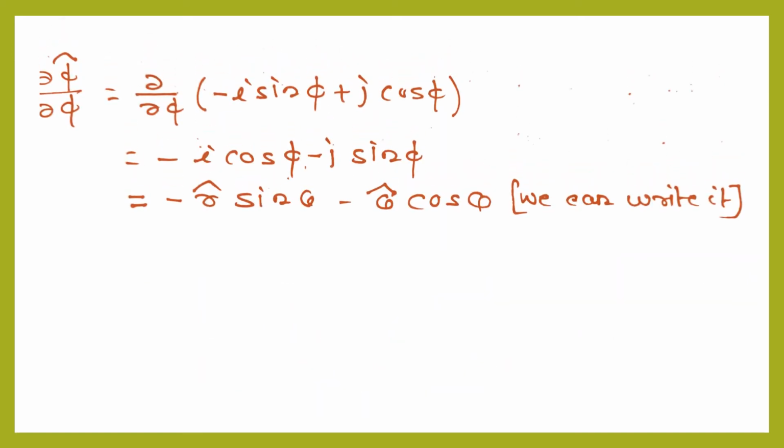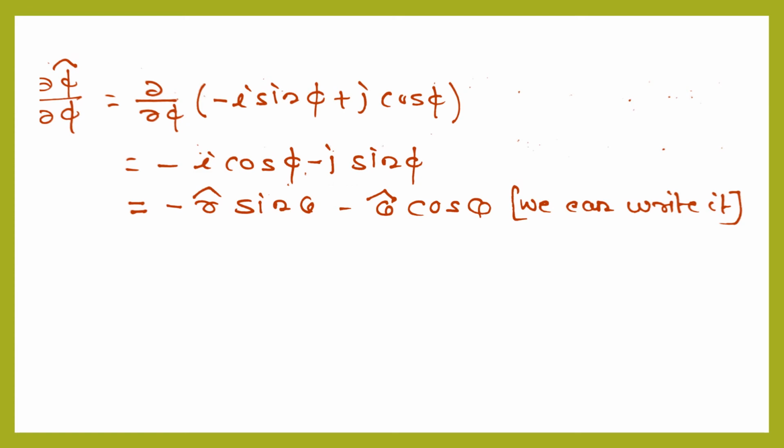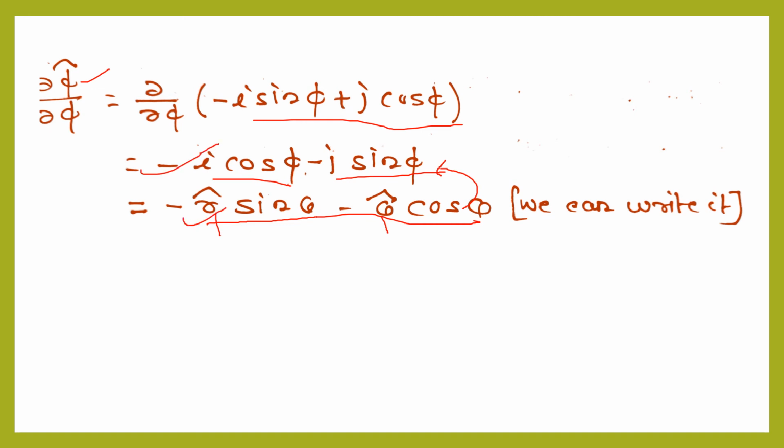So last one, d by d phi of phi cap. So d by d phi of this value, minus i cos phi minus j sin phi. Actually, if we want to write this value in the form of r cap and theta cap, then we can easily write this form. Whenever you put the value of r cap and theta cap in this equation, you get this value. After solving, we can write this is equal to this.